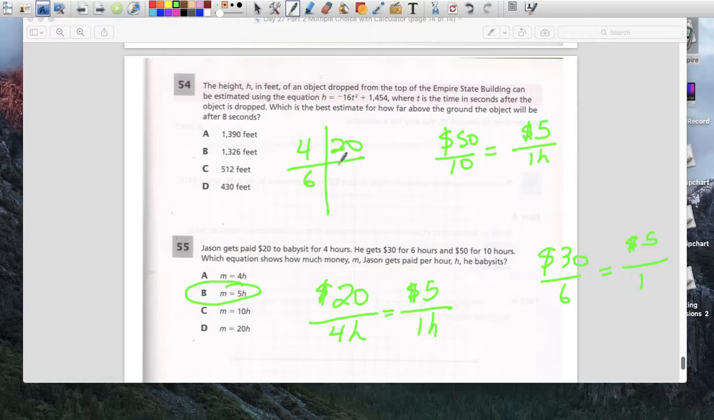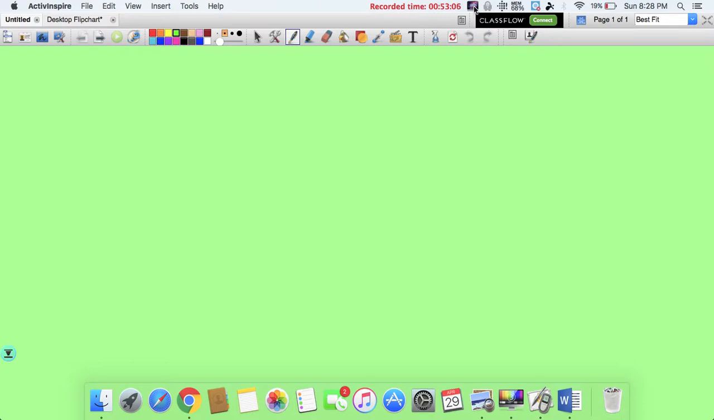So you could have done a table: 4 and 20, 6 and 30, 10 and 50. It's probably easier if you see it by table. This is the hours, this is the money. It's times 5, times 5, times 5. So he gets $5 an hour. So the final answer is B. Okay. So hopefully, fast forward through those questions you don't need to really look at.